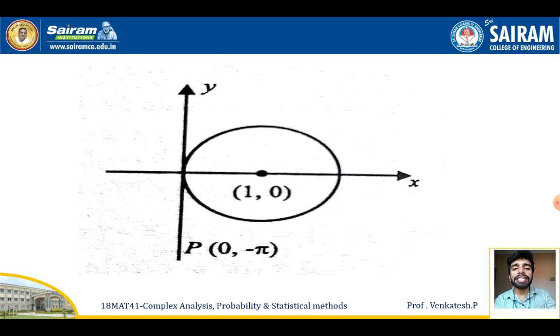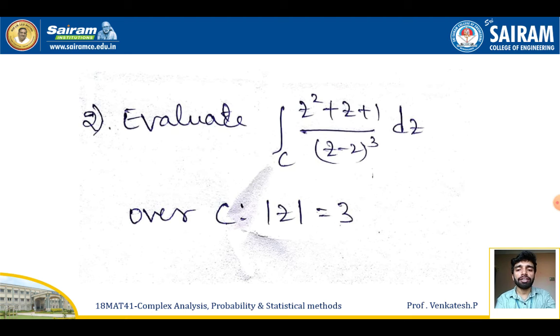So now we'll see one more example related to Cauchy's integral formula. Evaluate the integration over the region C, z square plus z plus 1 by z minus 2 whole cube dz, over C: mod z is equal to 3. Here we can observe that the denominator is in the form z minus a whole power n plus 1. So n is equal to 2 when compared with the actual formula, and the function will be z square plus z plus 1. The circle is mod z equal to 3, which means the center is at the origin and the radius is equal to 3.